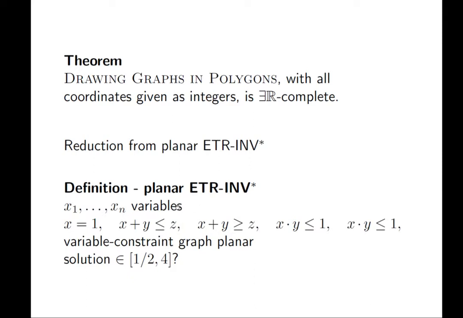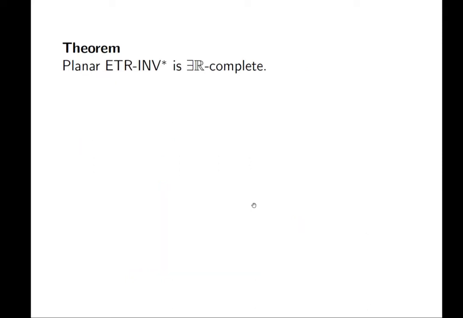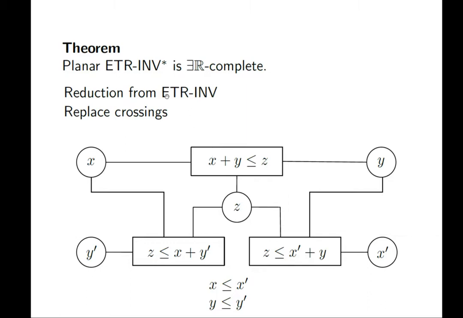So we want the variable constraint graph. We have a graph between all variables and all constraints, and we even require that this graph is planar. So we first show that this problem, planar ETR-inf, is complete. We just reduce from ETR-inf, and then we replace crossings. ETR-inf was shown to be ER-complete in this arXiv paper.